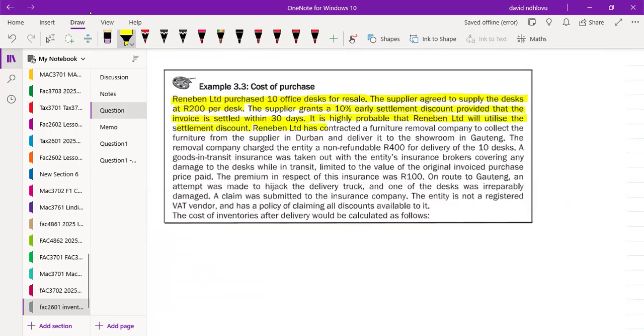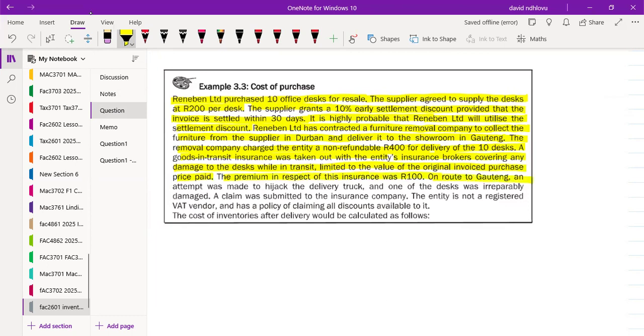Now, Renepen Limited has contracted a furniture removal company to collect the furniture from the supplier in Durban and to deliver it to the showroom in Gauteng. The removal company charged the entity a non-refundable 400 Rand in delivery costs. A goods in transit insurance was taken out with the entity's insurance brokers covering any damage to the desk while in transit, limited to the value of the original invoice price paid. The premium in respect of this insurance is 100 Rand.